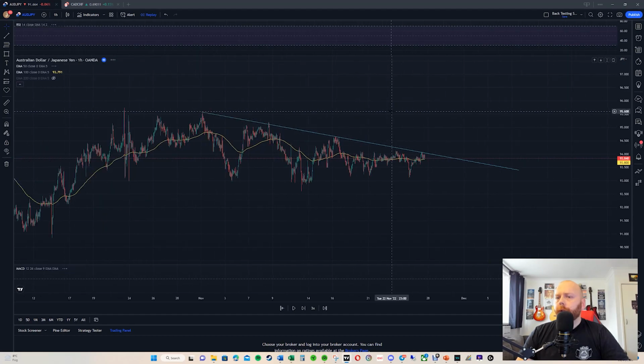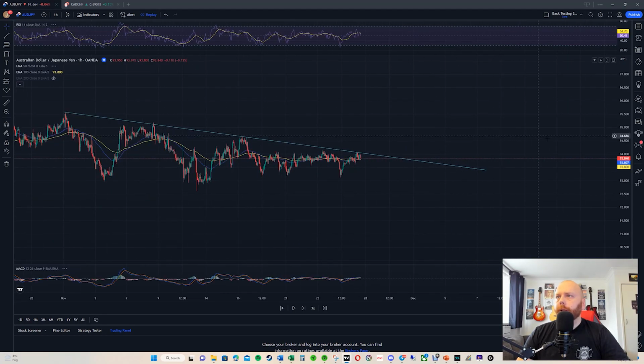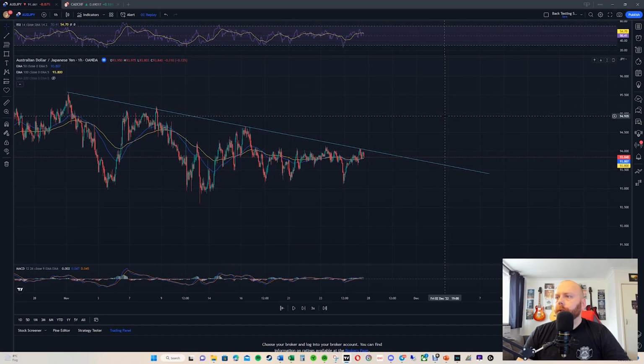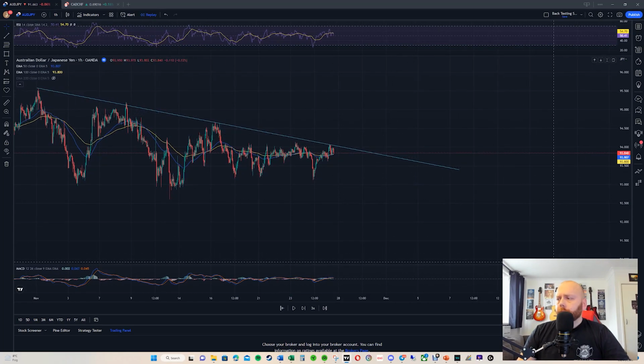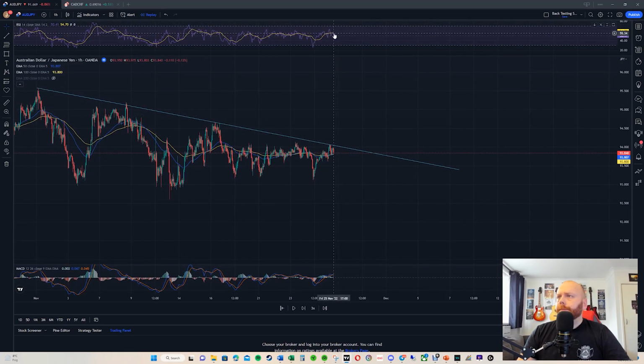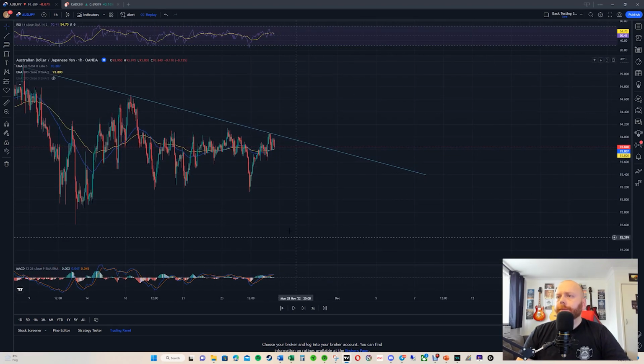And the 1-hour is what I use to actually place and find my confluences. So RSI. Now, it's not quite above 60. This is an additional confluence I do use. I prefer it to be above 60. But we are at a trend line.